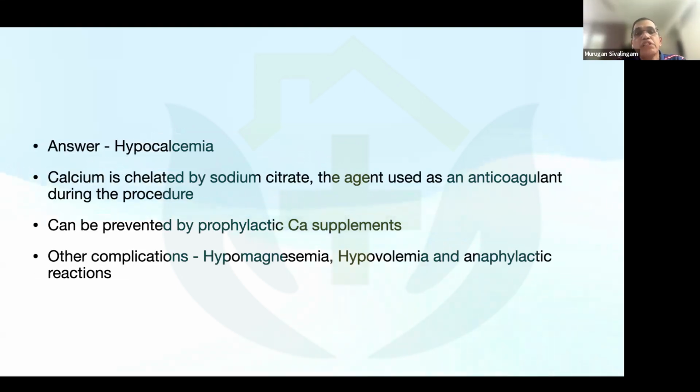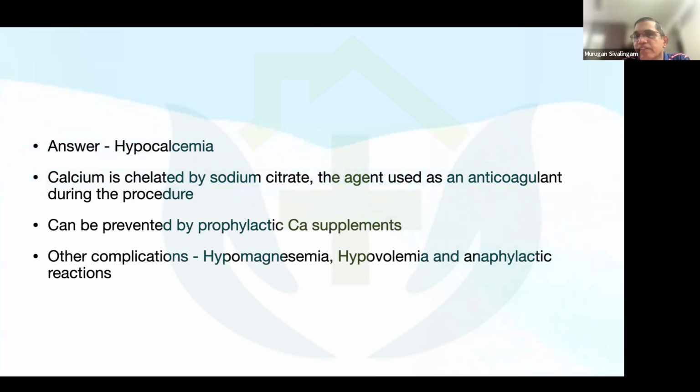No? Okay, not a problem. Basically, we use citrate as an anticoagulant for this treatment. What happens is that the calcium is chelated by sodium citrate. So that is also one of the other reasons for developing hypocalcemia. So generally, when somebody is undergoing plasma exchange, whatever the etiology might be, we often have to give them calcium supplementation, usually in the form of IV calcium before and during the procedure, so that you can reduce the risk of hypocalcemia.